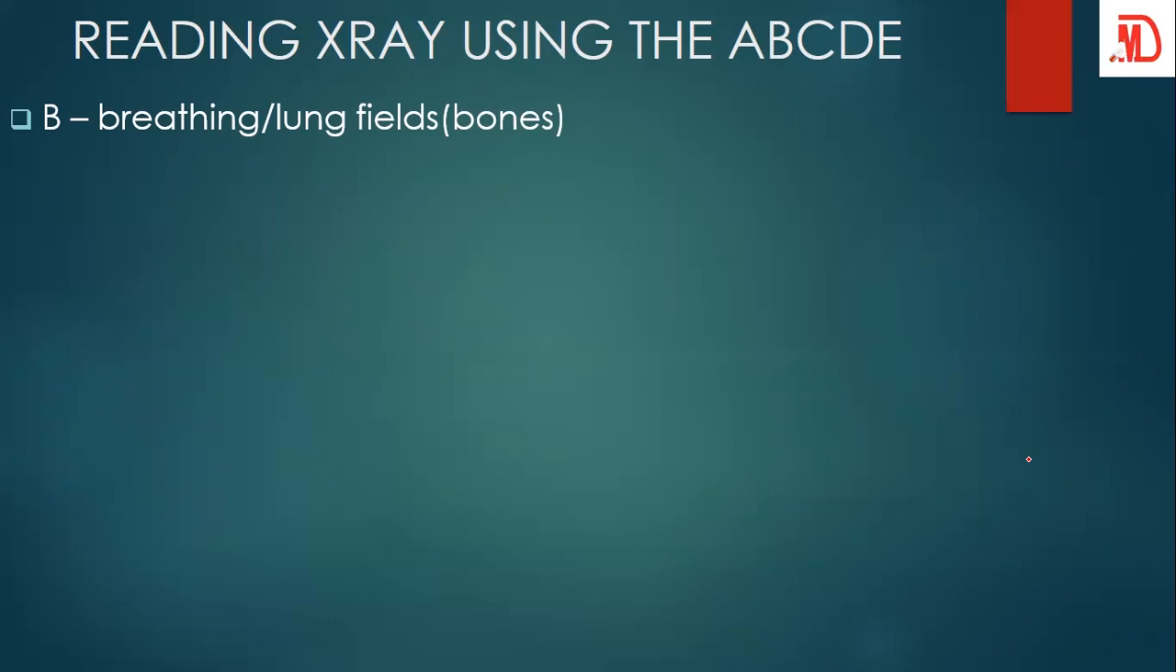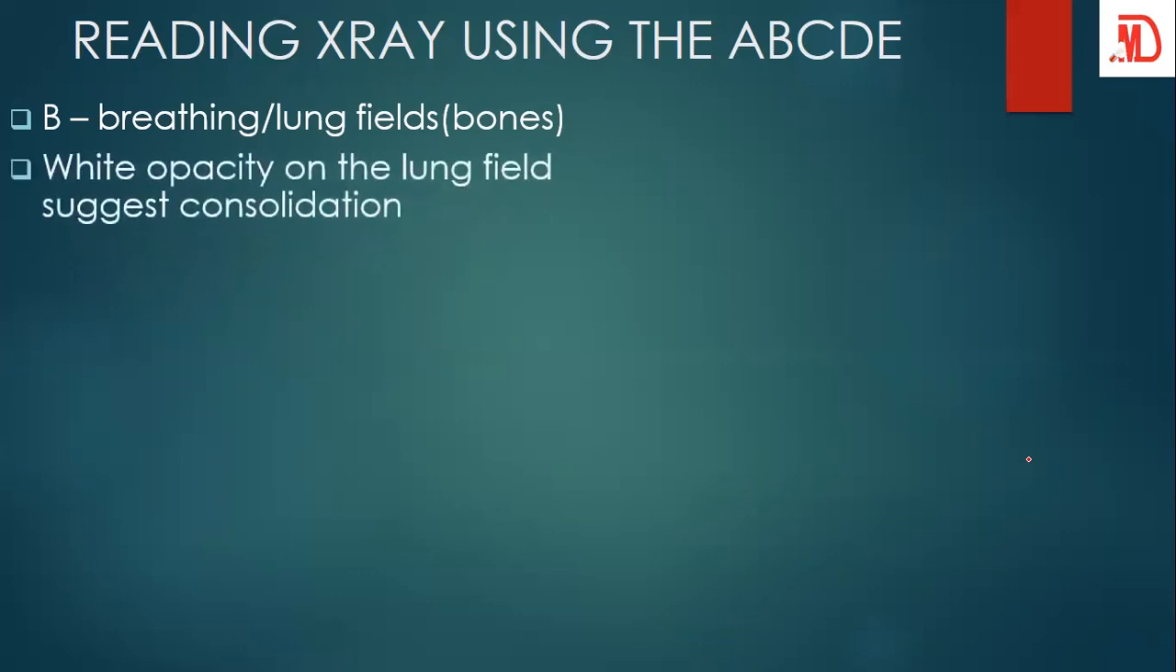All right. But again, you have to look at the lungs as well, or the lung field as well. And one of the things to look out for is opacity. So you are looking at the lungs. Is there any opacity? When we say opacity, that means white color. White opacity on the lung field will suggest a consolidation. And at least you have your differentials for consolidation. And one of them will be pneumonia. All right.